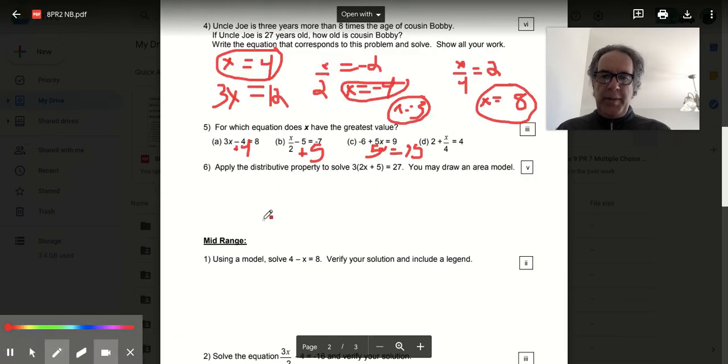For the next one, people got a little lost. I'm not quite sure what happened here in people's work. So, distributive property, which means that you have to multiply both numbers on the inside here. So 2x and 5 will not go together because they're different terms. 3 times 2x is 6x. 3 times 5 is 15.